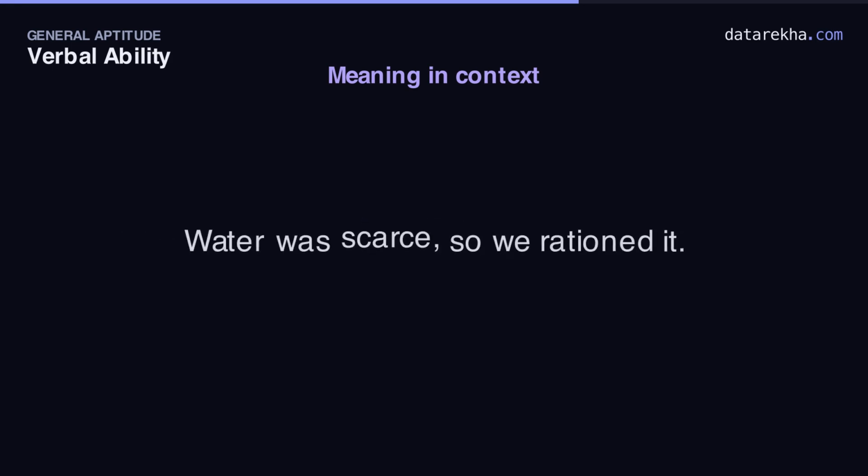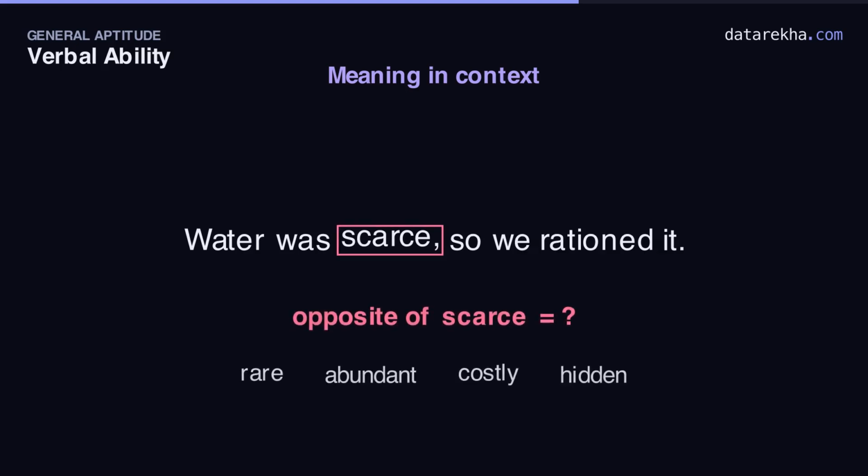Now an antonym, the opposite. Water was scarce, so we rationed it. Rationing confirms scarce means in short supply. What is its opposite? Rare and hidden are near synonyms, not opposites. Costly is unrelated. The true opposite of scarce is abundant, plenty. For an antonym, always flip the meaning. Don't just find a similar word.